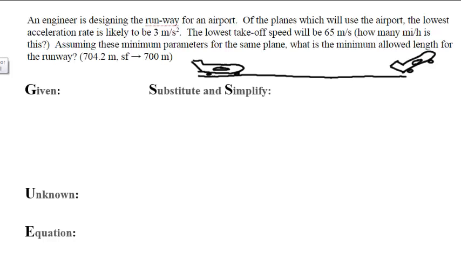In this case, I am given that acceleration can only be 3 meters per second squared. I'm also given that this velocity down here, which is going to be my velocity final, needs to be 65 meters per second. I'm not given this, but I can assume that my velocity initial is 0 meters per second. And then it asks for what is the distance that the runway needs to be.